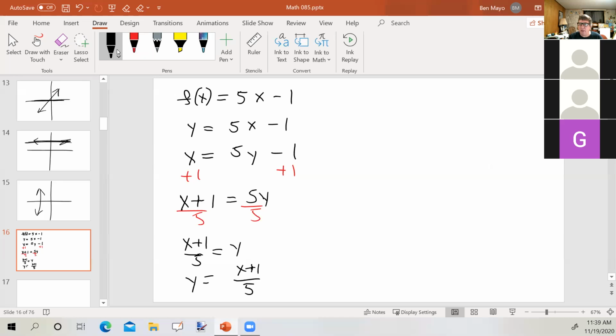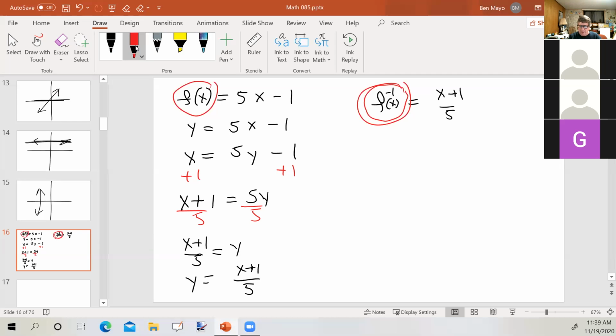Step 4 is replacing y with the inverse function notation. So now y becomes f inverse of x. Now, that looks like f to the -1 power, which would then be 1 over f, and that's not the case. This notation means that it's the inverse of f. So this is the f inverse function, okay? So f inverse of x equals x plus 1 divided by 5.